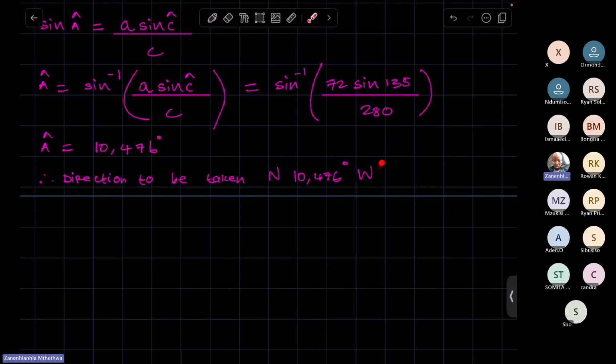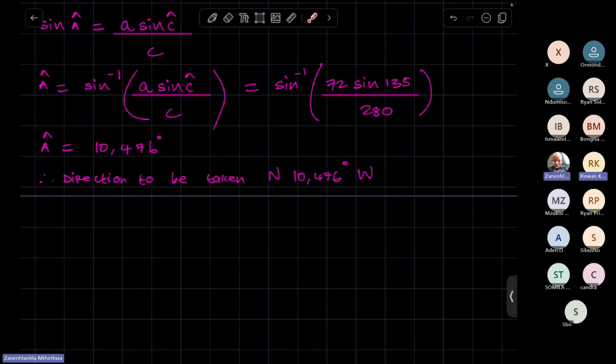This part here is very important. Don't just write down the angle and not write down the direction. Are we clear? Yes, sir. Any questions?